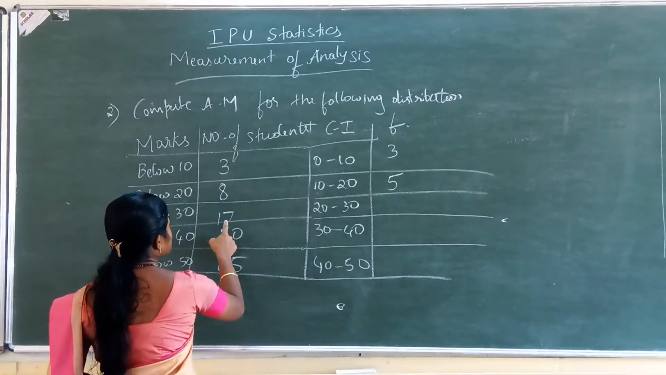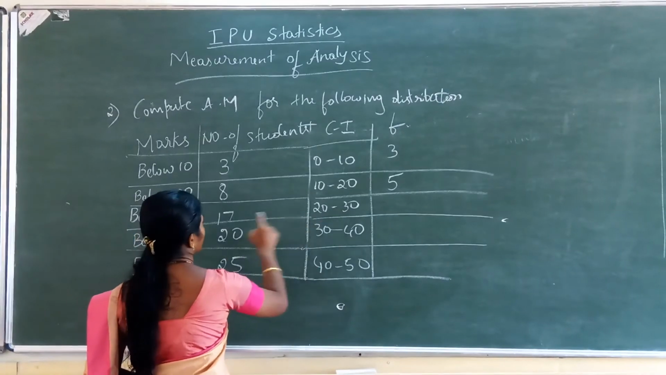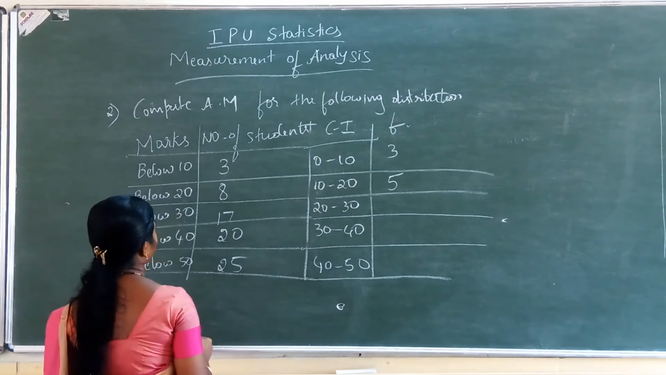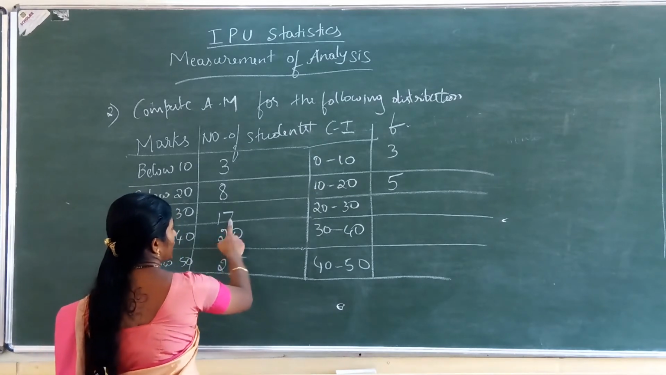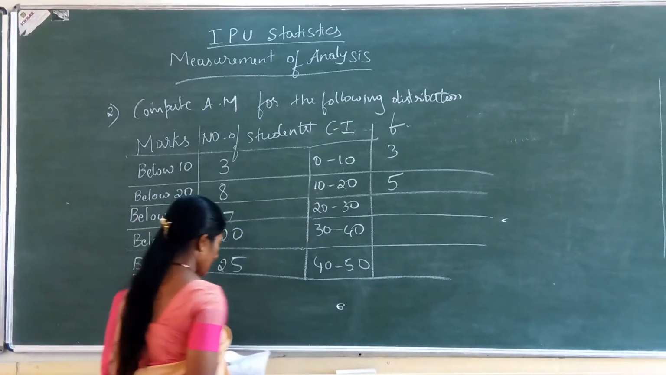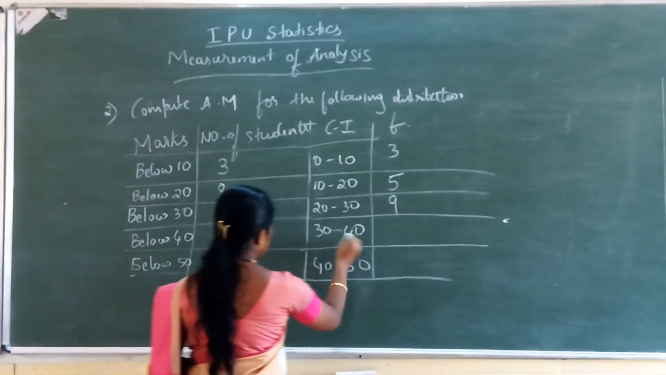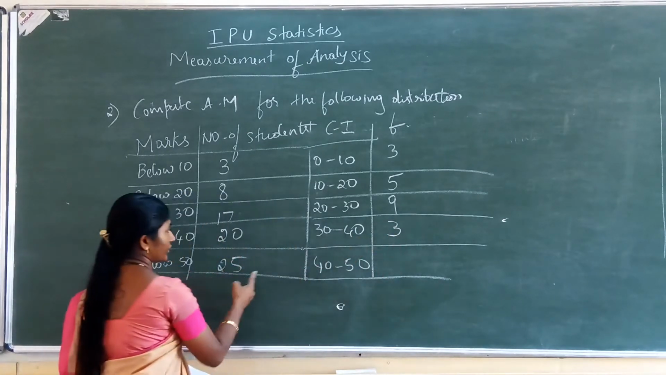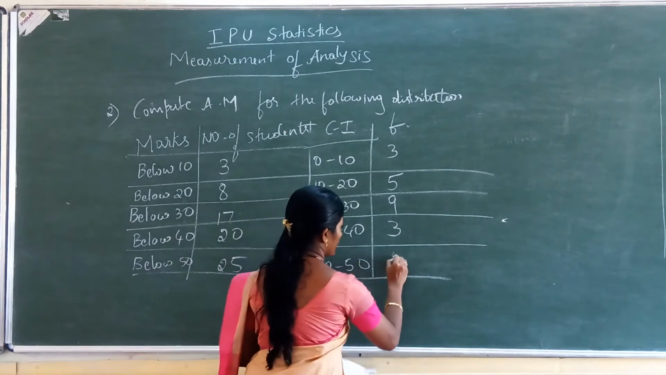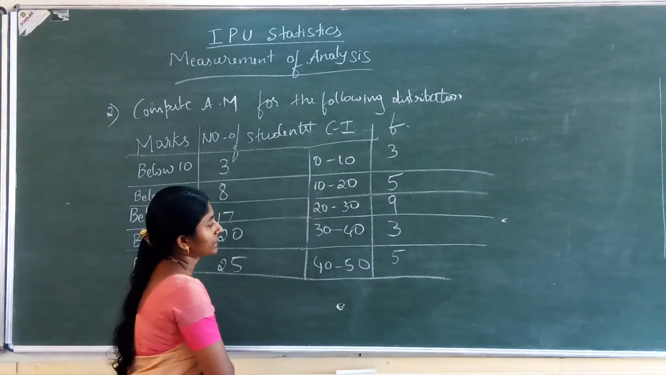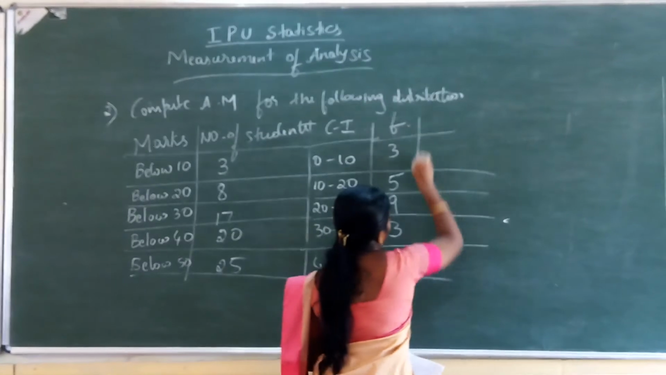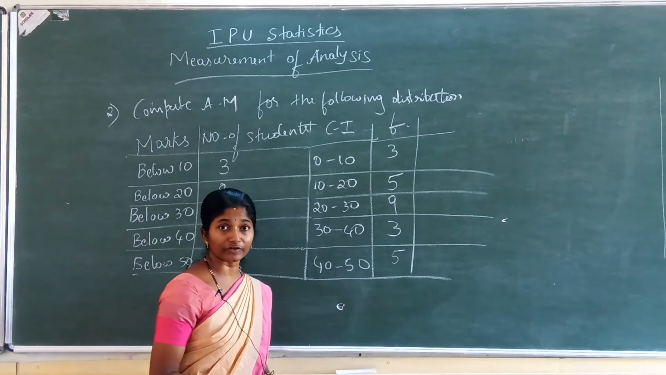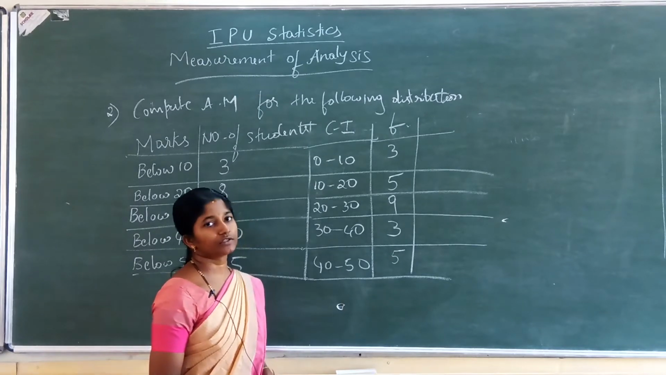Next, 17 minus 8, for 20 to 30. Here below 30 is given, 0 to 30 is 17. For 20 to 30, 17 minus 8, that answer is 9. Here 30 to 40: 20 minus 17, that is 3. Then 25 minus 20, that is 5. Now we have written the frequencies. Then the other procedure is the same as what you have done in discrete frequency distribution and continuous frequency distribution.